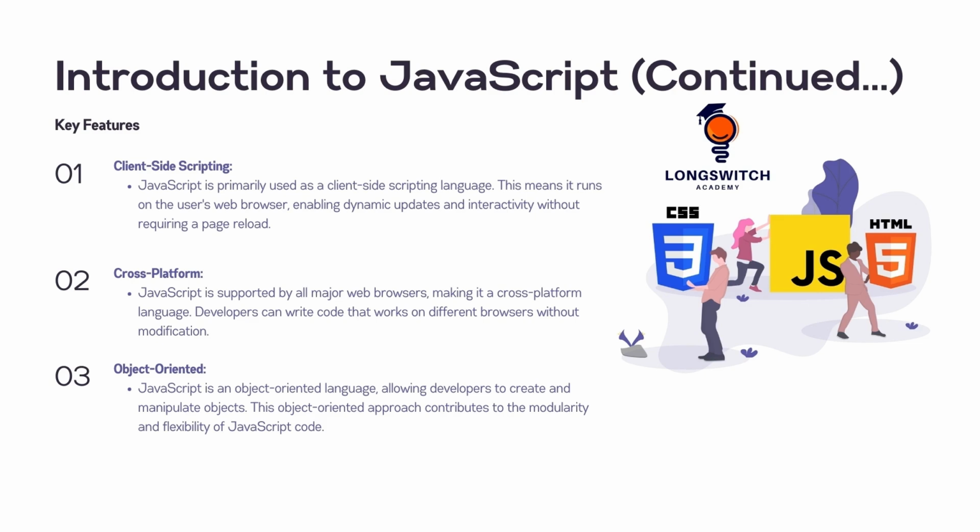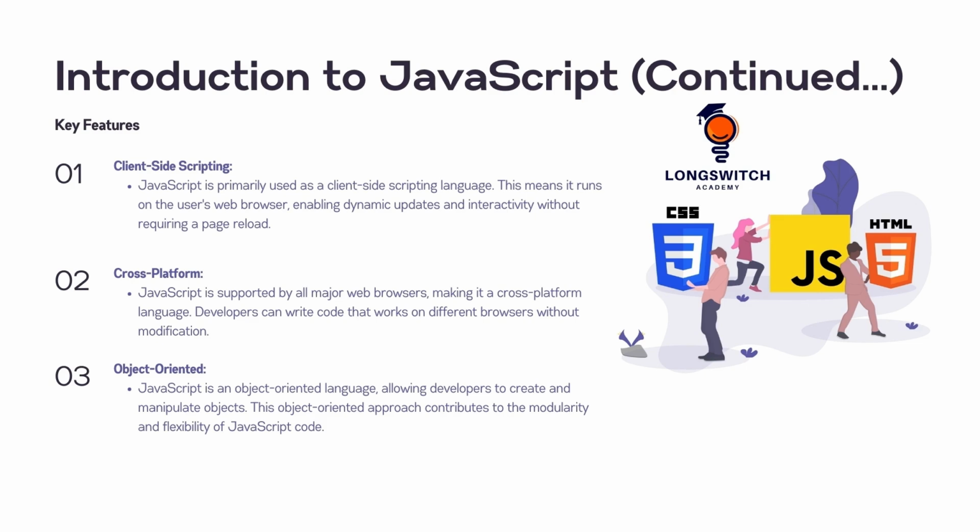Moving on to the next key feature of JavaScript, which is cross-platform compatibility. A hallmark of JavaScript is its cross-platform compatibility, supported by major web browsers. Developers can write code that functions consistently across different browsers, ensuring a uniform user experience. This portability has been instrumental in JavaScript's widespread adoption and its role as a fundamental language for web development.